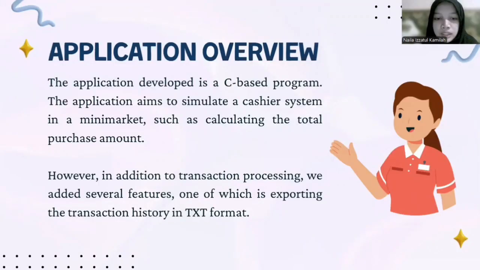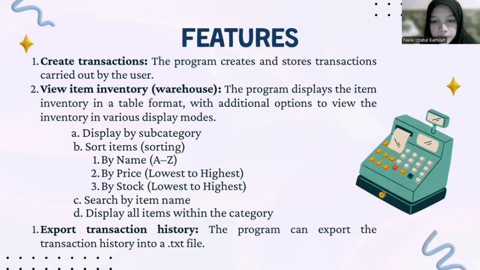The application developed is a C-based program with the aim to simulate a cashier system in the mini-market. We added several features. The first, making transactions: the user can choose from the list of items, and it will automatically count the total price. The second, viewing the inventory stock of items, which can automatically update the stock after a transaction. And the third, exporting the transaction history into a TXT file. Overall, the main objective of our application is to implement data storage using a TXT file for the transaction history.